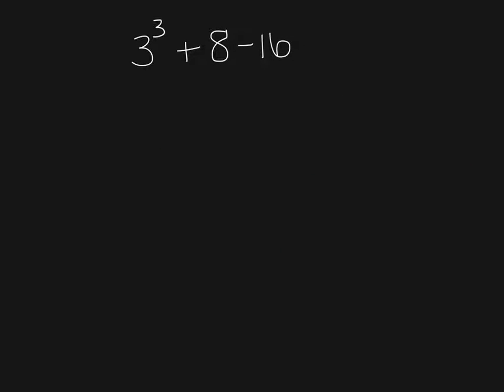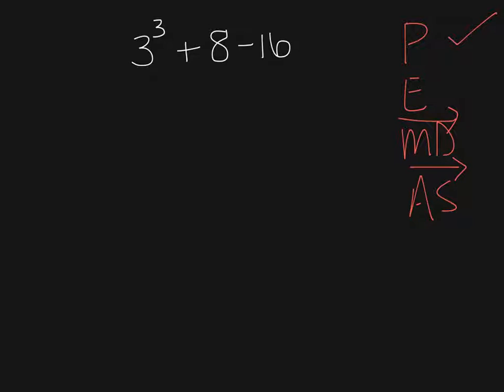All right, I'm going to write my Please Excuse My Dear Aunt Sally, from left to right, on the side over here, so I remember to check off that I'm being very careful here. So parentheses, nope. Exponents, yes. So we remember this does not mean 3 times 3. The answer to this is, well, we'll see, but it means 3 times 3 times 3.